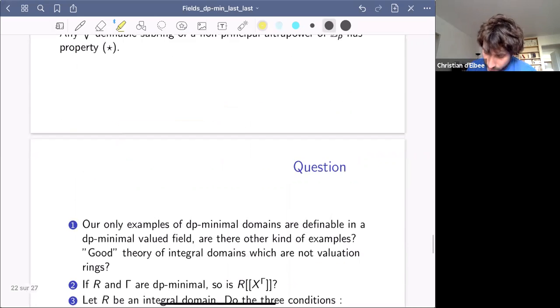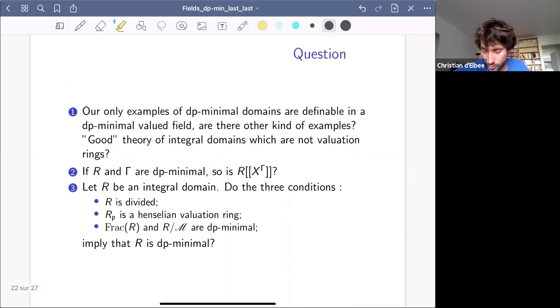Let me end with some open questions. So our only examples of DP-minimal domains are definable in DP-minimal valued fields. Are there other kinds of examples? And do we have some good theory of integral domains which are not valuation rings? This is an interesting question also.